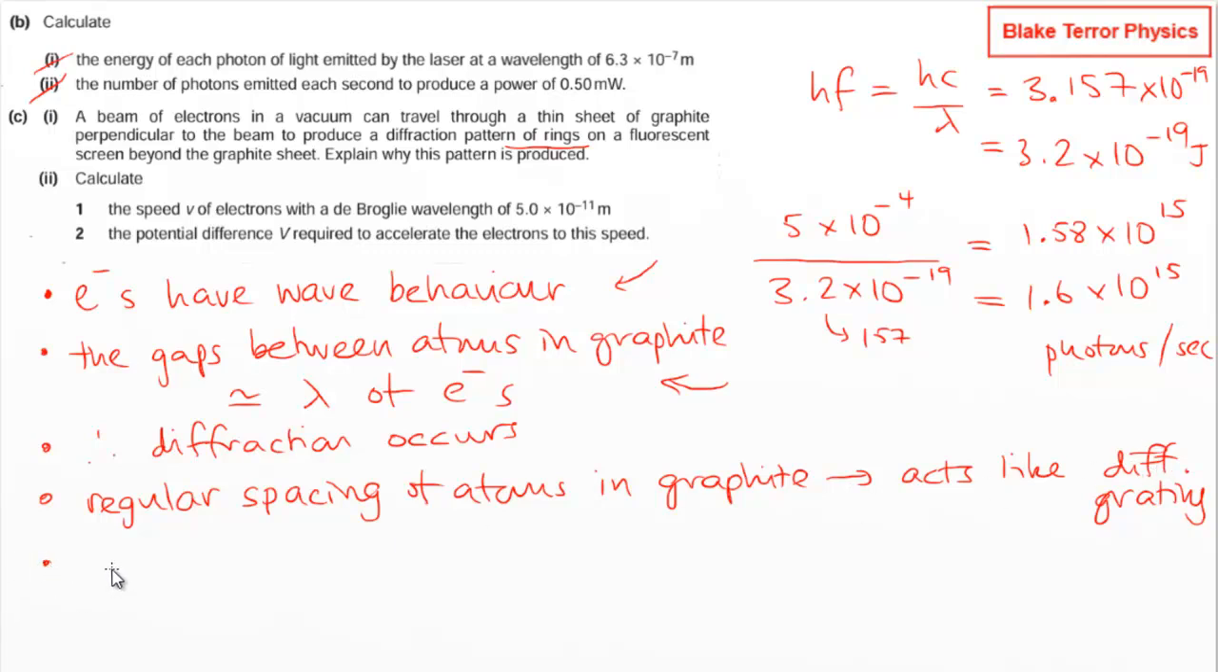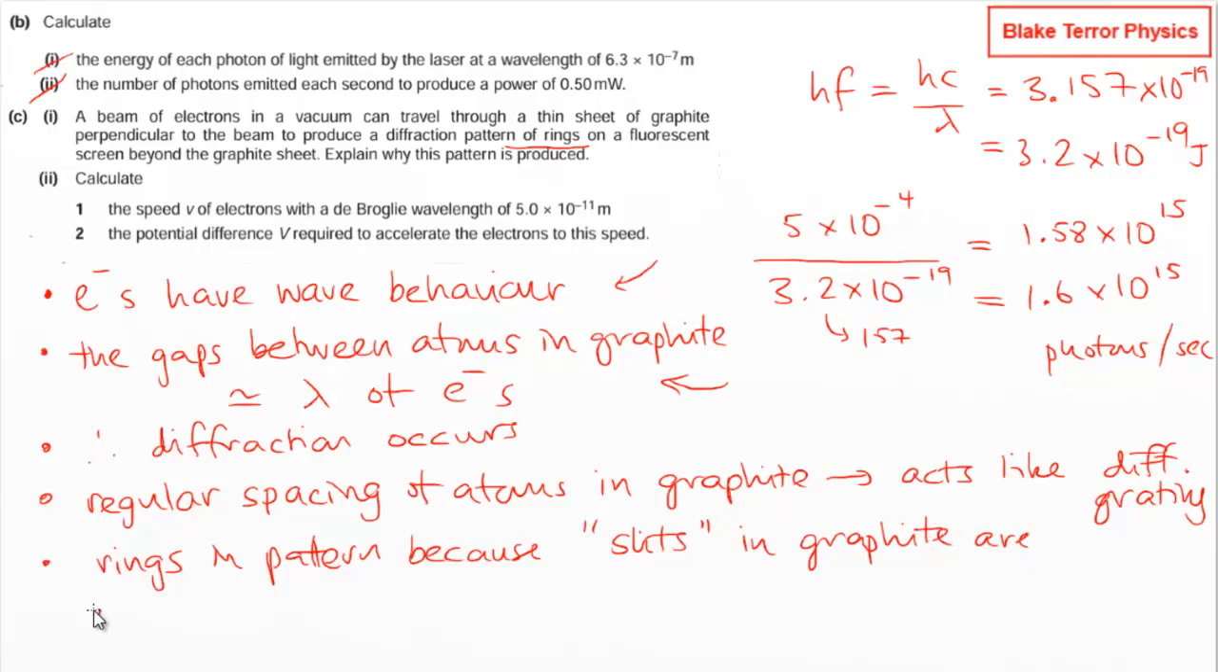But then we want to say that we're getting rings in the pattern because the spacings are in all directions. We've got all possible orientations, because the slits, in inverted commas, in the graphite are at all possible orientations. So there's no favoured direction in this, so that's why we're going to have to see a ring.